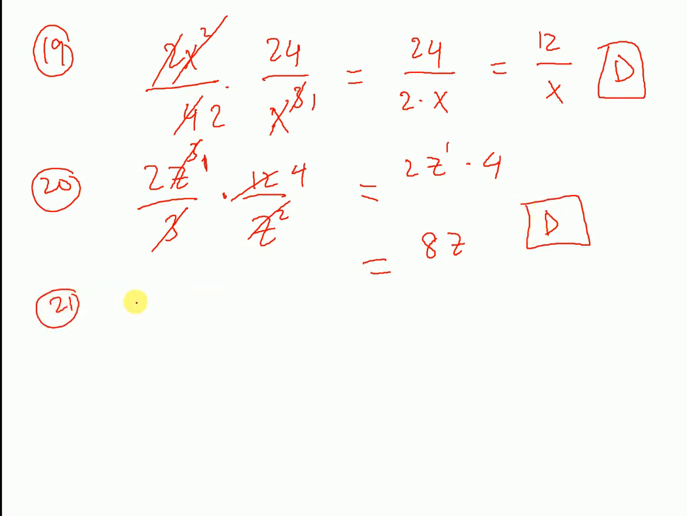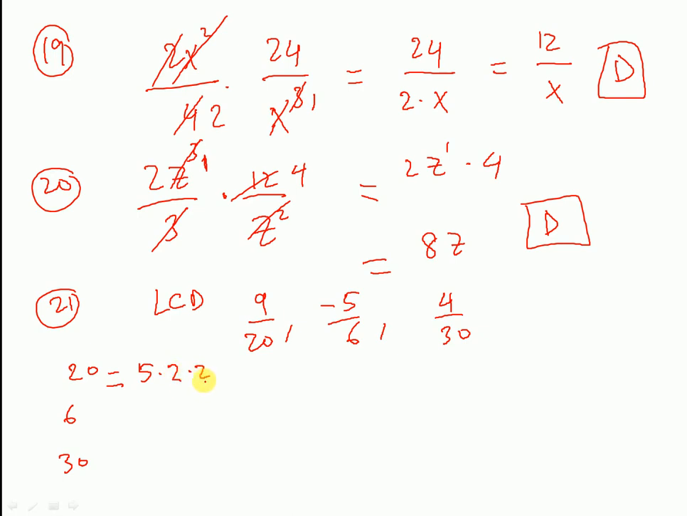Now 21. Find the LCD, least common denominator, of 9 over 20 minus 5 over 6, plus 4 over 30. Now the denominators are 20, 6 and 30. First find their prime factorization. 20 can be rewritten as 5 times 2 times 2, because 5 times 2 is 10, 10 times 2 is 20. Then 6 is 3 and 2, and 30 is 5 times 3 times 2.